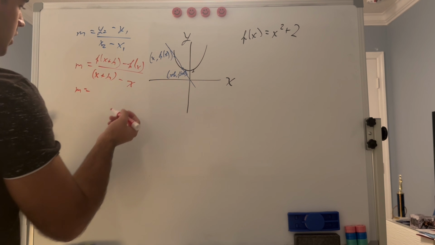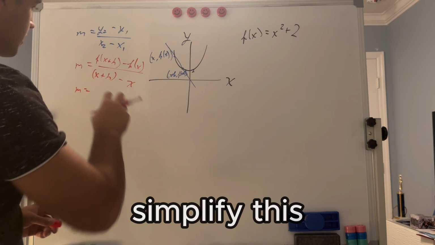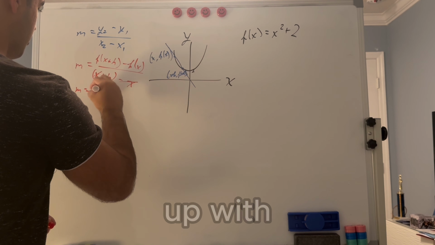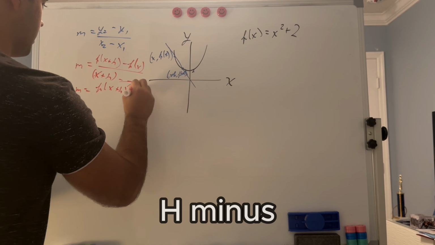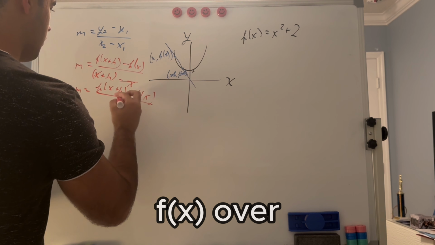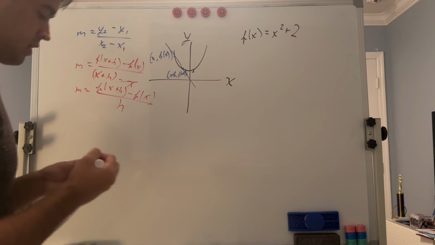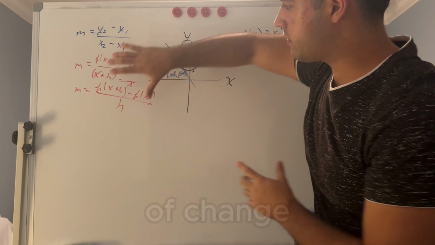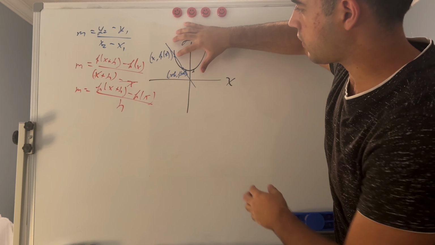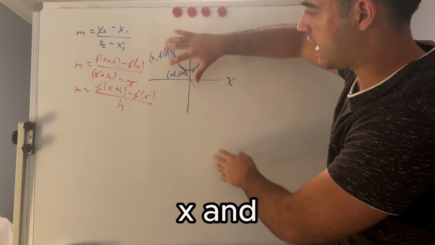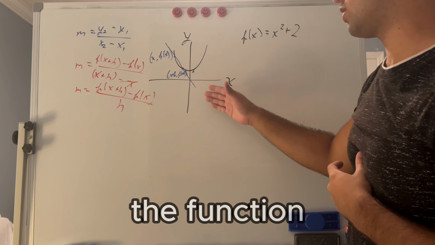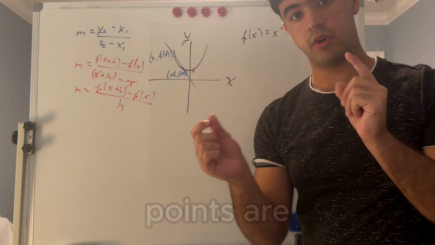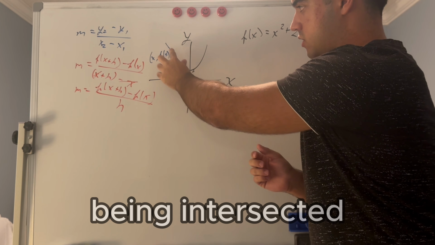So if we were to simplify this, these x's would end up canceling out, x minus x, and we'll end up with f of x plus h minus f of x over h. So this would represent the rate of change between x and x plus h of the function. And this line here represents our secant line where 2 points are being intersected.